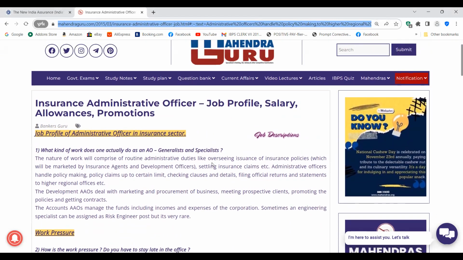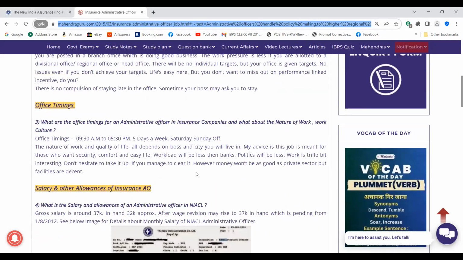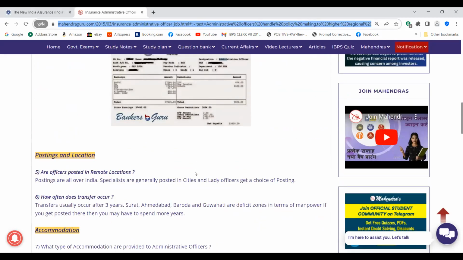Aishwarya, are you clear about this? Can you tell this without looking into this now? Can you tell what you have studied? What is the job role of an AO, administrative officer, in NIACL?